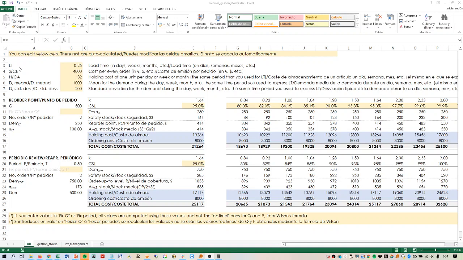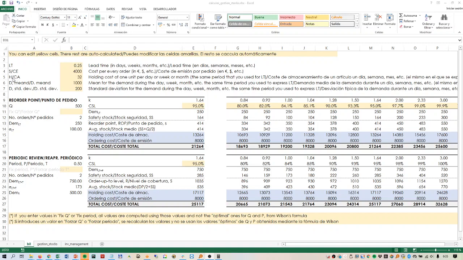So, for example, we have here lead time of 0.25, and we're assuming this is, in our case, months, although we could be working in weeks, days, whatever. We can use any time unit we want. After that, we have to type the cost per every order, which is S, which is 4,000. This data corresponds to the Best Buy example that I have in another playlist, and these are the right numbers for that example.